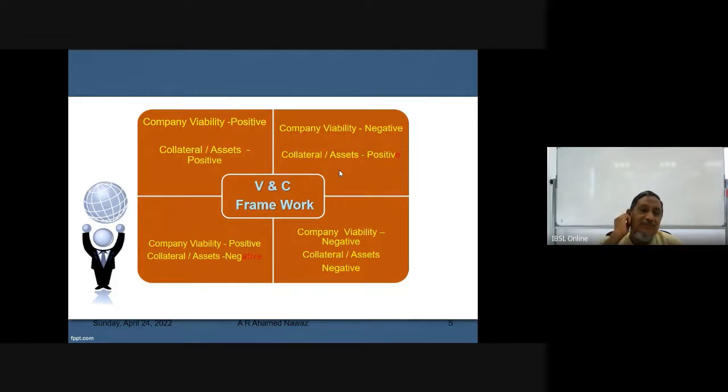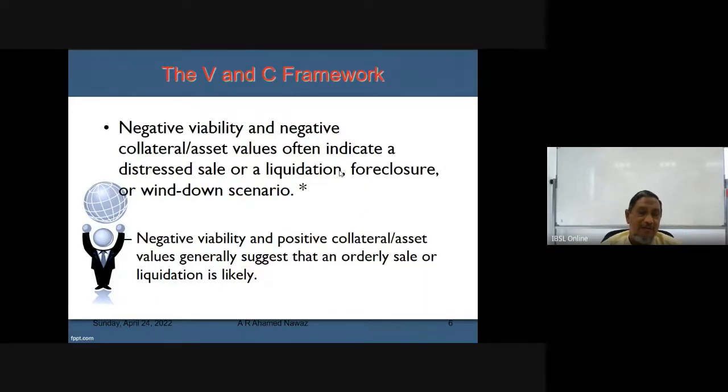Then what is the position for us to do? The third quadrant says company viability is positive, but collateral is not available, assets are negative. Then what action can we take? The fourth one is both negative. The company's viability is also negative, meaning business cannot continue any further, and there is no collateral or assets available or realizable. Based on these 4 quadrants, let's see how he analyzed.